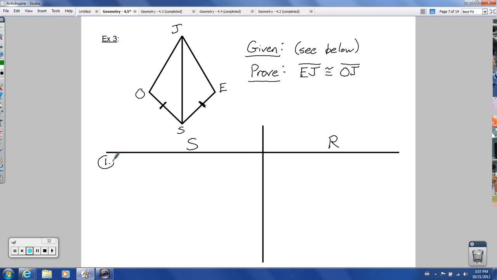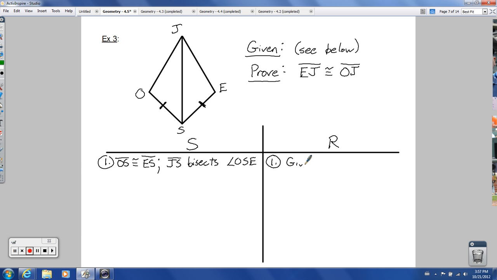So let's start off with what's given. So I'm going to look at the picture. I can clearly see that OS is congruent to ES in that picture. And then there's one other thing that's not in the picture that I am going to tell you is true. I'm also going to tell you that this is true, that segment JS bisects angle OSE. I'm going to tell you that that is true as well. Now, why would this be true?